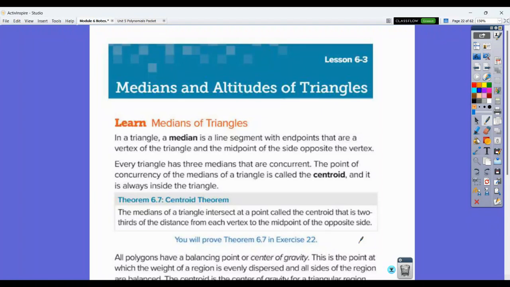Okay, 6.3 is over medians and altitudes of the triangle. So we're going to talk about our last 2 points of concurrency today as well within this.